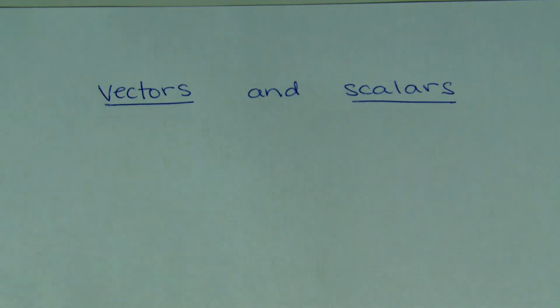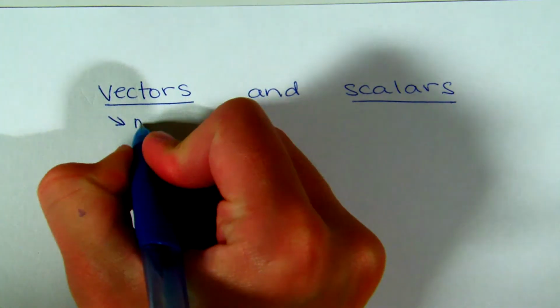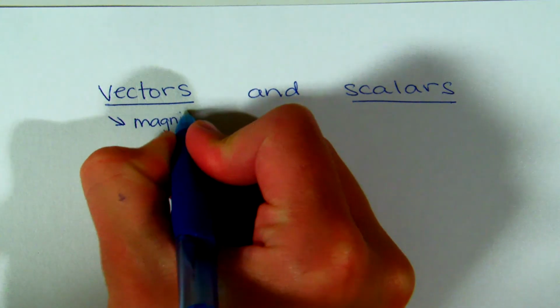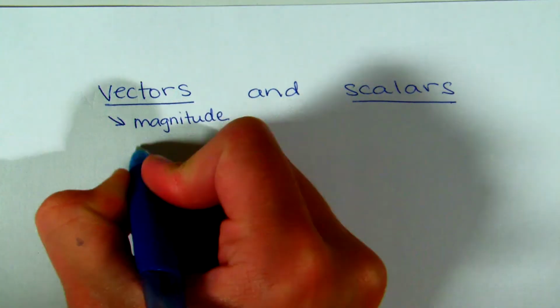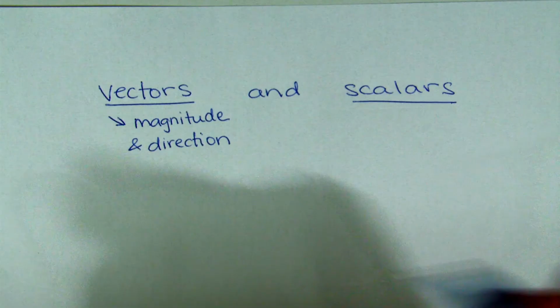Vectors and scalars are two terms that you will hear throughout physics class. The key difference is this. A vector is a numerical quantity that tells the magnitude, perhaps 5, and the direction. So an example would be like 5 miles per hour north.